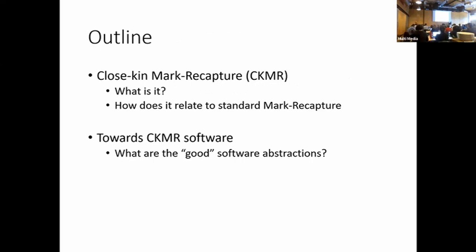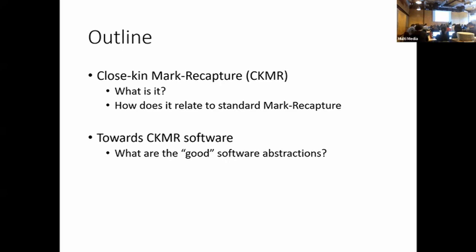So an outline of the talk here: what is close kin? This talk is going to be a tutorial for close kin, or at least my view on it. My current thinking is that we need to tie it as closely to the traditional mark recapture community so that we can bring them along, because it's really very much the same thing that is going on in close kin that people have been doing in mark recapture for many years. So it's mostly a question about finding a terminology that is close to what people are used to.